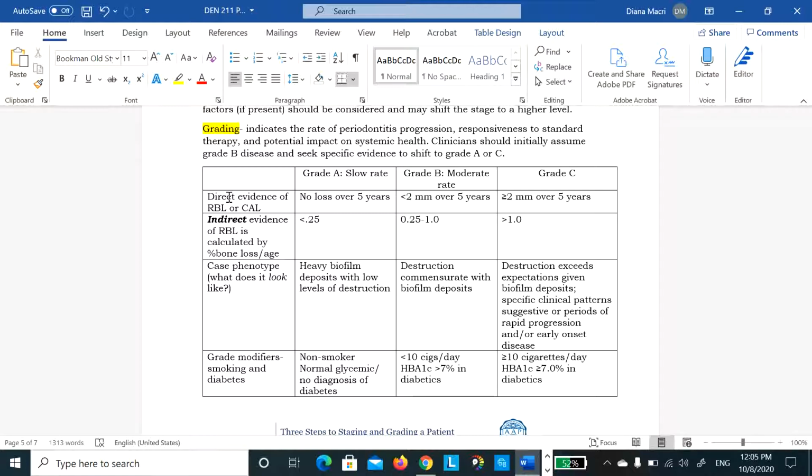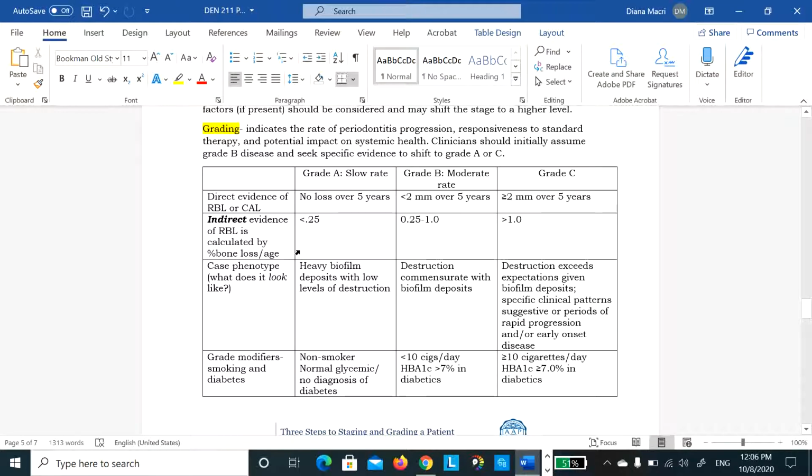Okay, this is when I also talk to students about how important it is for you to be taking really good radiographs on your patient. Because if the radiographs are poor quality, it's really going to affect the way that I can diagnose periodontal disease. So if there has been no loss of bone or no clinical attachment loss, it's a slow rate of progression. If there has been less than 2 millimeters of loss, it is a grade B. And if there's more than or equal to 2 millimeters of loss, it is a grade C.